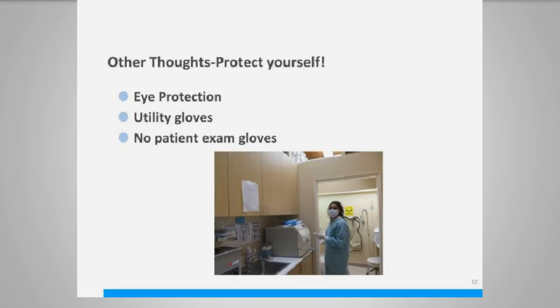The second thing is she has no utility gloves on. She's wearing patient exam gloves. And I don't think she's going to be examining any patients back there. You need to be wearing utility gloves anytime you are done with patient care, that you are touching chemicals or working with sharps. No patient exam gloves belong in this area at all.